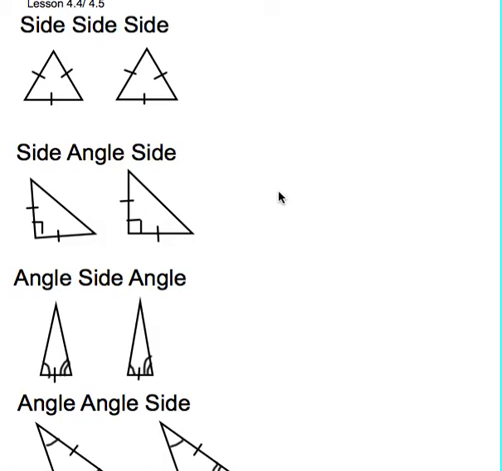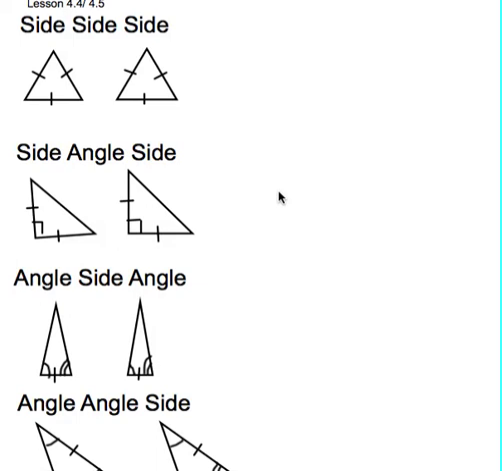Side-angle-side is where there's one side that's congruent, then an angle that's congruent, then a side that's congruent. You should just have to look at the two diagrams and see if the side and then the angle and the side are congruent. Angle-side-angle is the opposite. You have to check and see if there's an angle and then a side and then an angle that are congruent on each triangle.